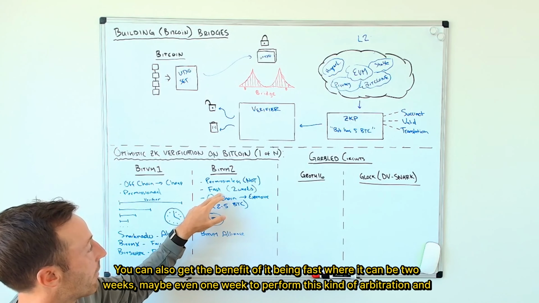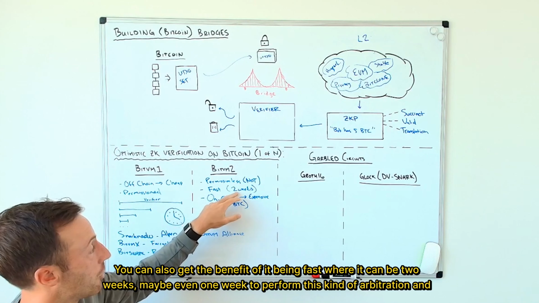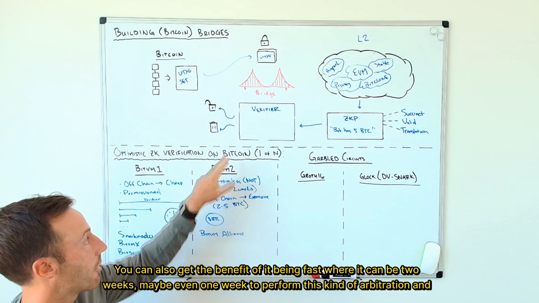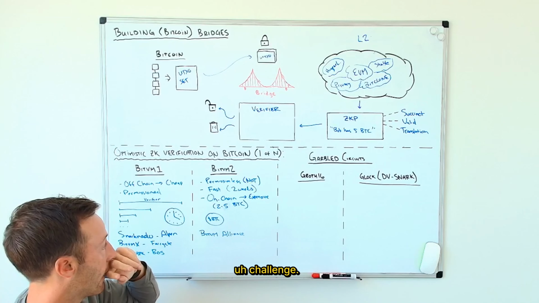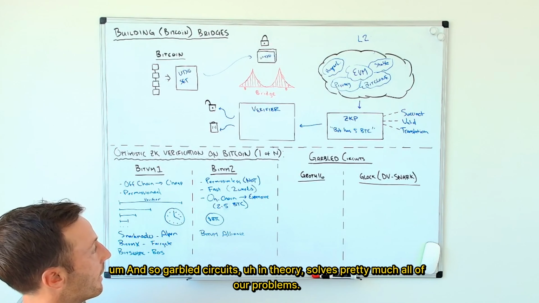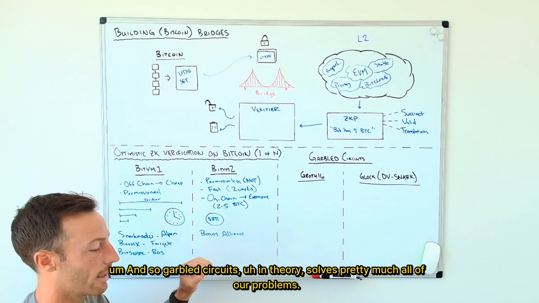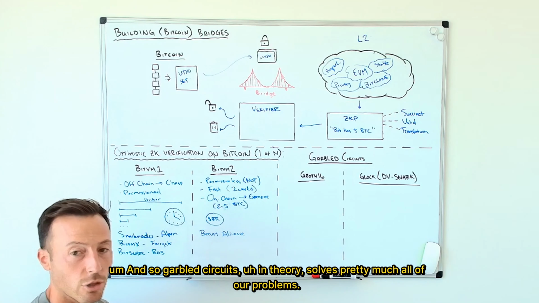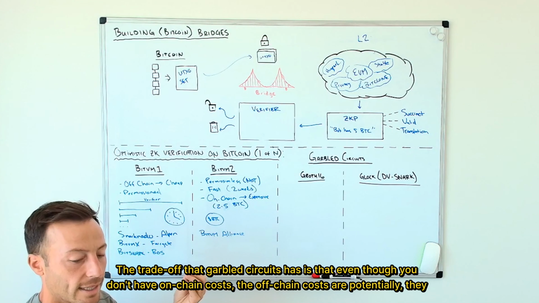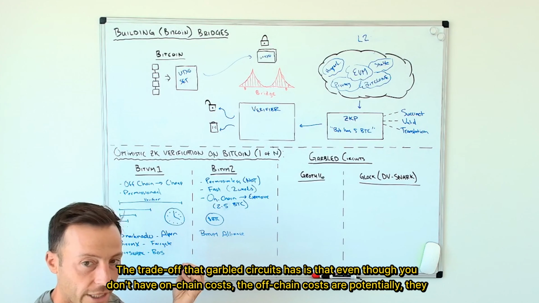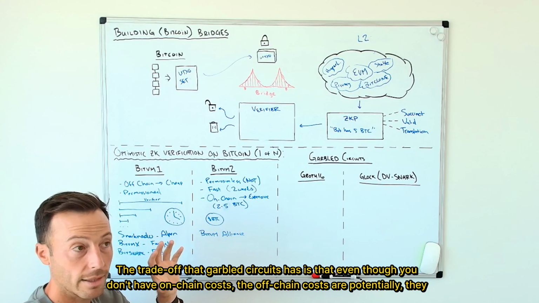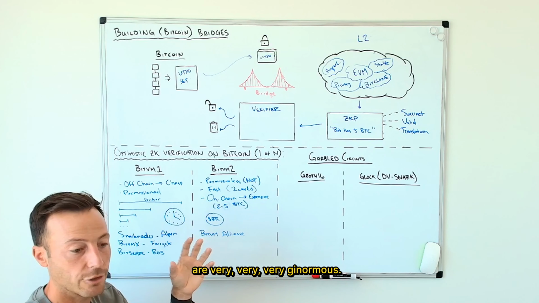You can also get the benefit of it being fast, where it can be 2 weeks, maybe even 1 week to perform this kind of arbitration and challenge. And so Garbled Circuits, in theory, solves pretty much all of our problems. The trade-off that Garbled Circuits has is that even though you don't have on-chain costs, the off-chain costs are potentially very, very, very ginormous.